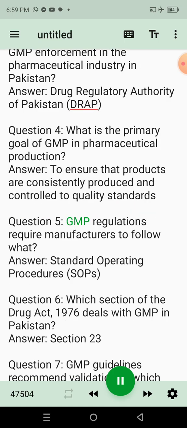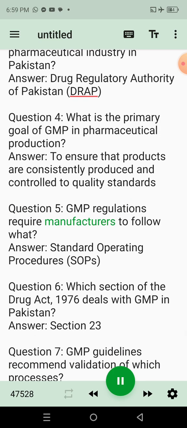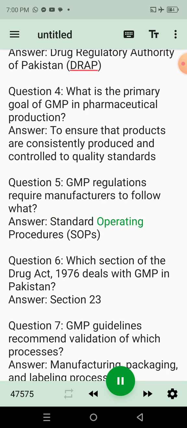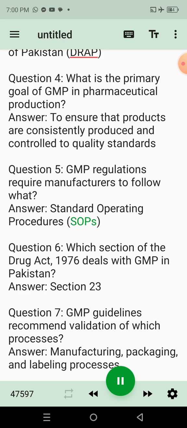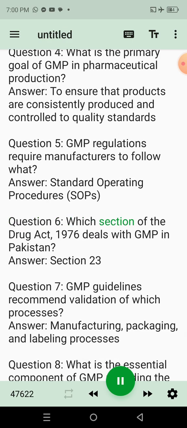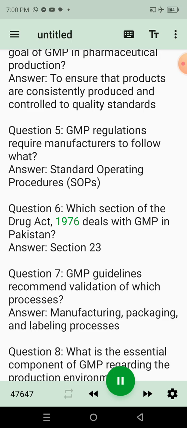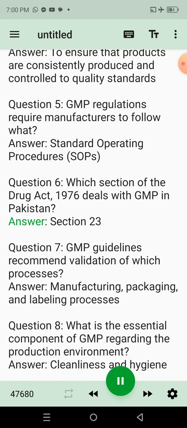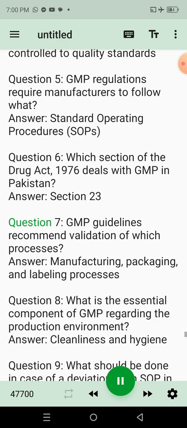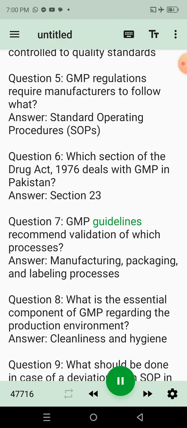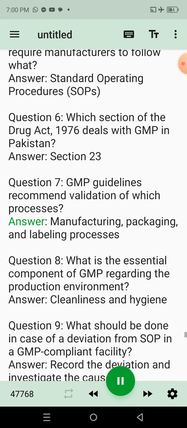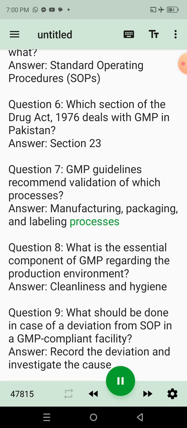Question 5. GMP regulations require manufacturers to follow what? Answer: Standard Operating Procedures (SOPs). Question 6. Which section of the Drug Act, 1976 deals with GMP in Pakistan? Answer: Section 23. Question 7. GMP guidelines recommend validation of which processes? Answer: Manufacturing, packaging, and labeling processes.